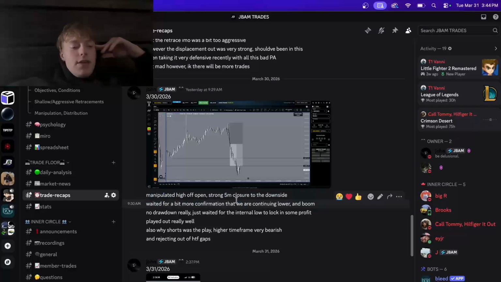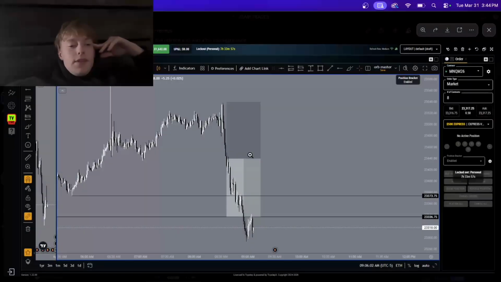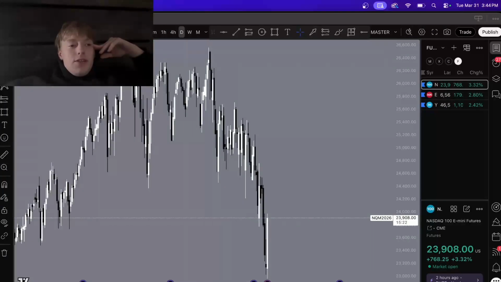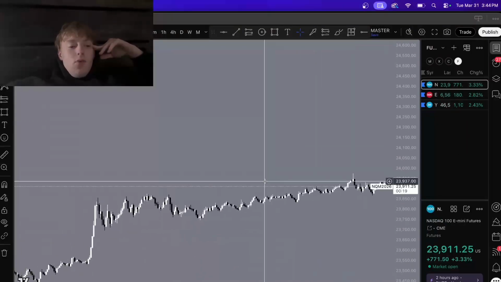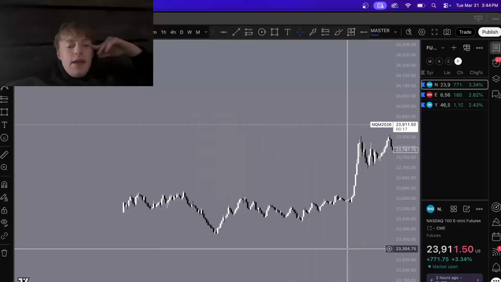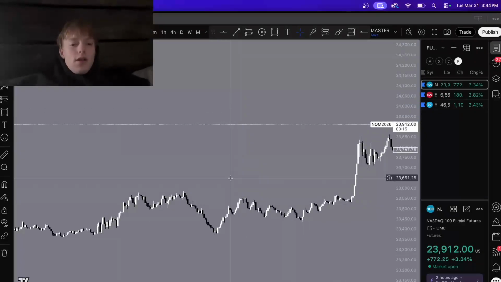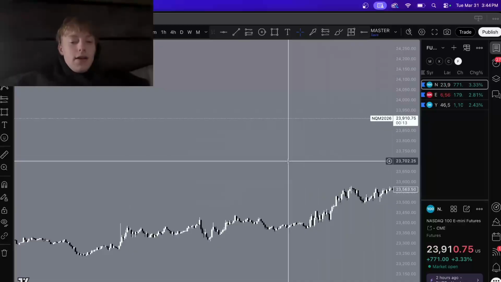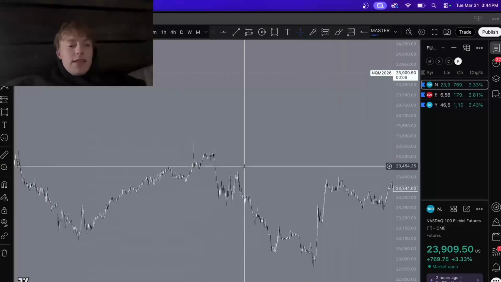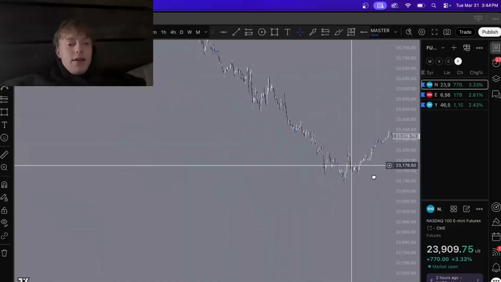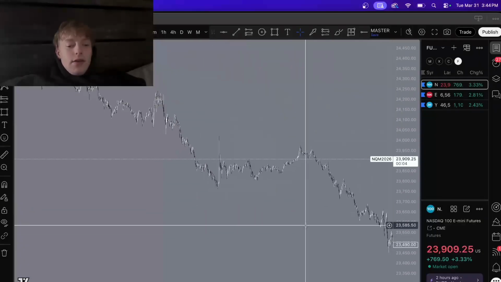And basically, I just said manipulated higher off open, waited for more confirmation. A lot of people, when they take these trades, try to snipe the entry. In my opinion, yes, you are more prone to being in drawdown when you enter lower, but I'm accepting of that because of my stop loss being at high of day, right? So let me show you what I mean.